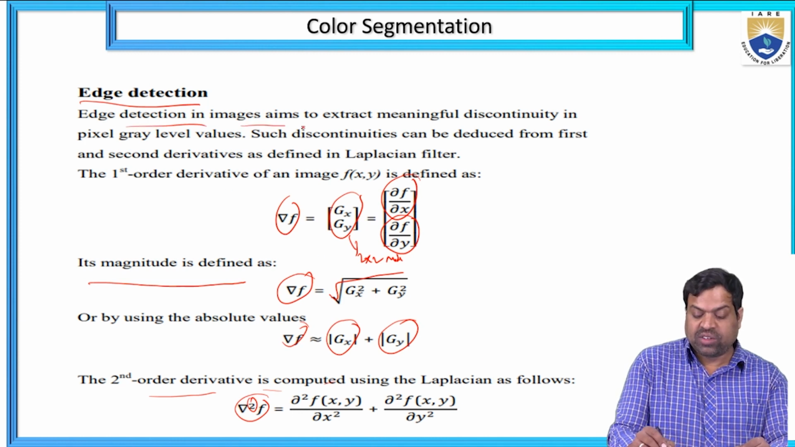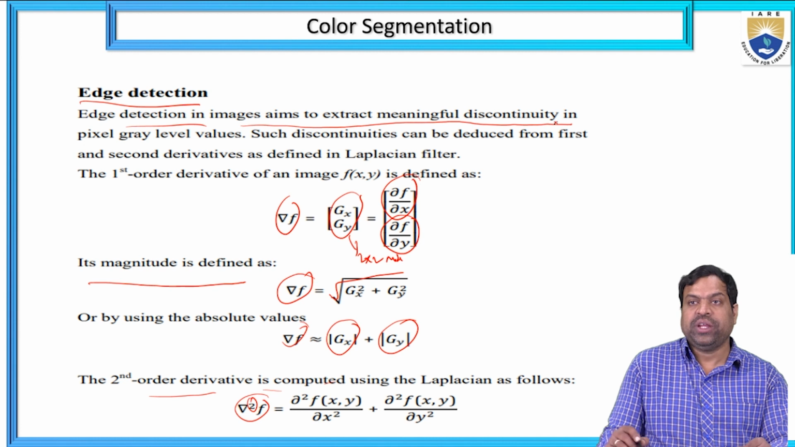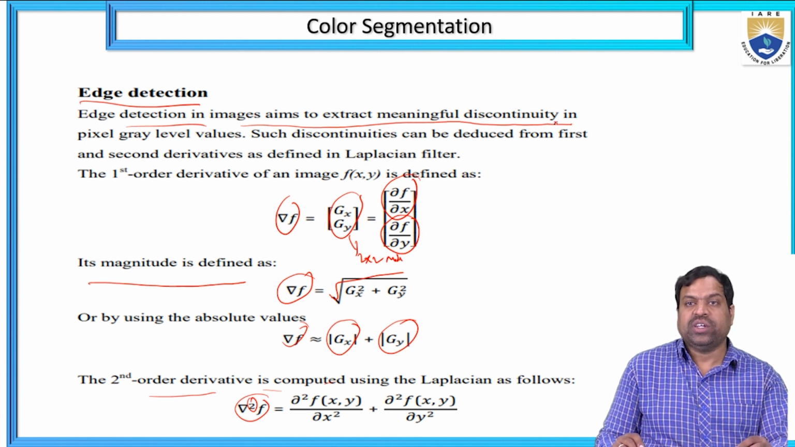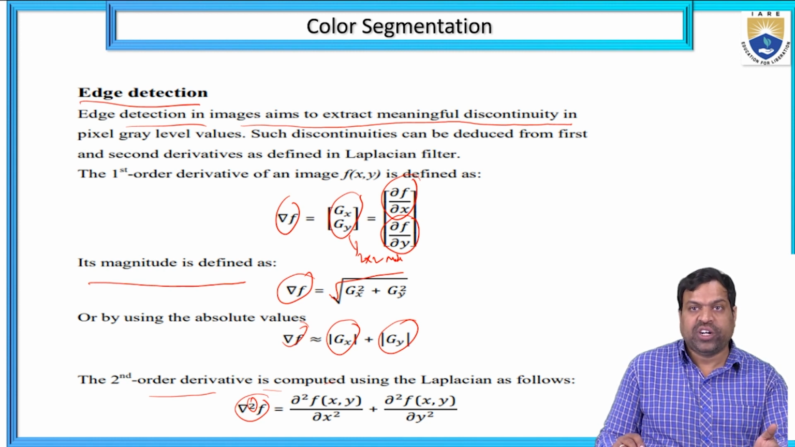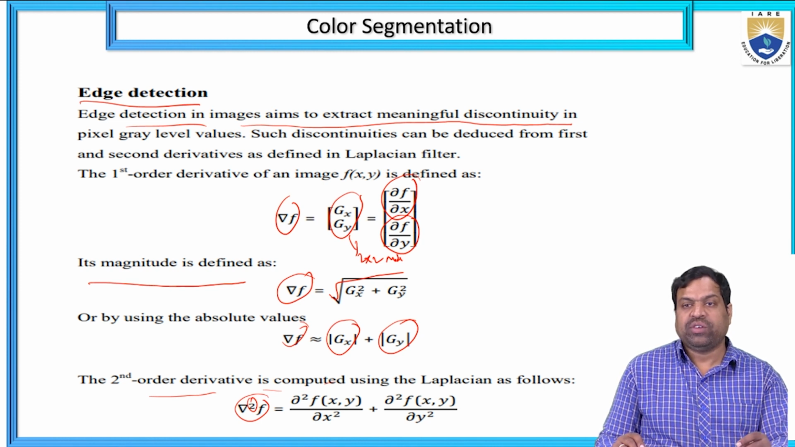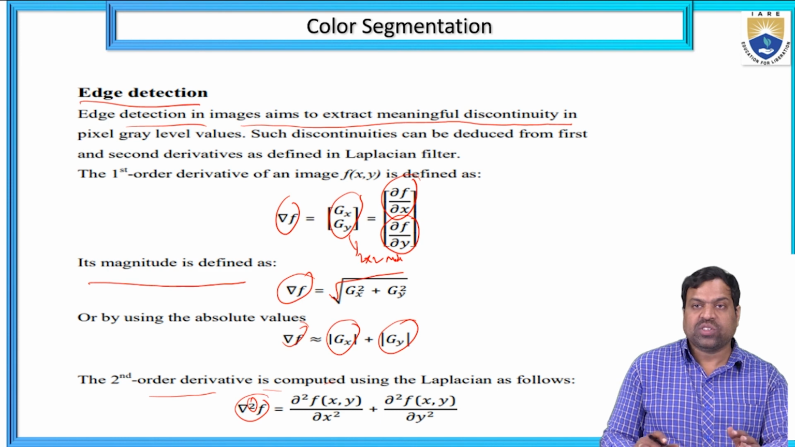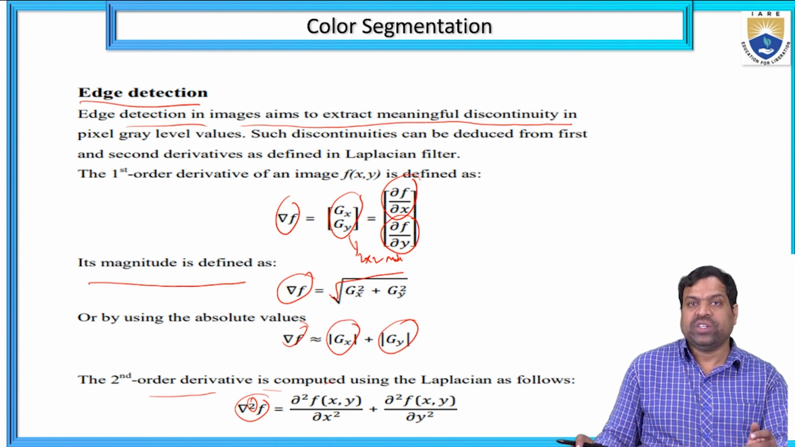So edge detection of the image aims to extract meaningful discontinuity in an image. Such discontinuities can be detected from the first and second derivatives of the Laplacian filter. So here for edge detection I am taking 2 types of Laplacian filters: first order derivative and second order derivative. First order derivative of f of x comma y equal to ∇f. Second order derivative I am taking as ∇²f. Why? Because I am taking the image with continuity or discontinuity.